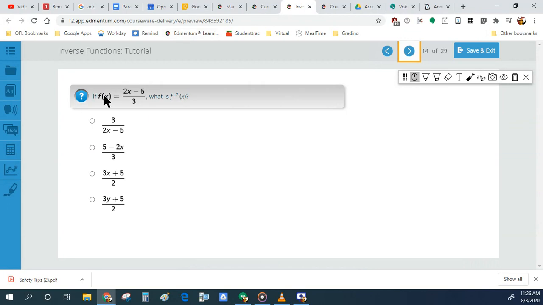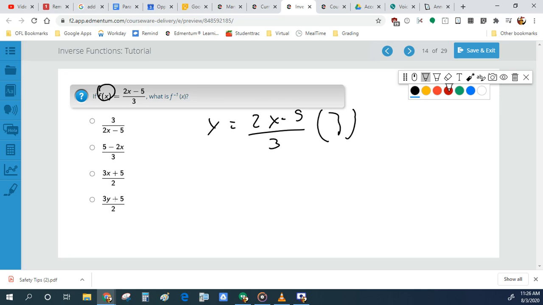So moving on here, they want us to solve for the f inverse. According to the first step, I'm going to change this f of x into y. And now I want to solve for x. First I have to get rid of my denominator, so I have to multiply both sides by 3. So now I have 3y equals 2x minus 5.